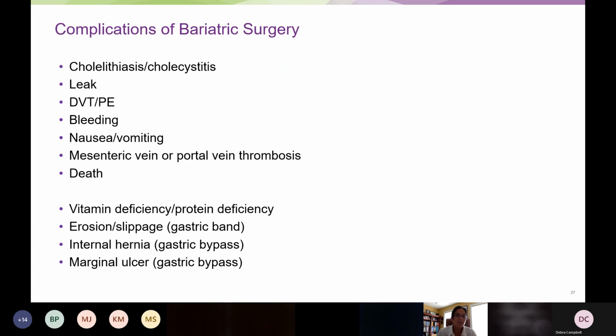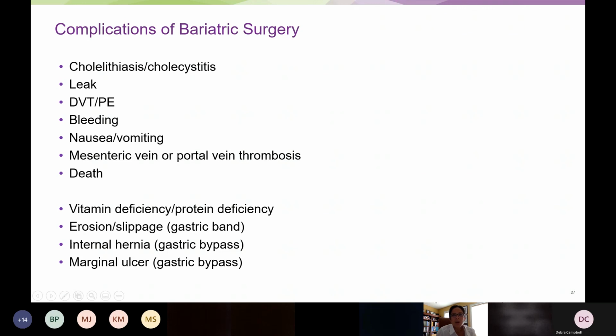Now, as far as complications of weight loss surgery, probably the most common complication that can happen as people lose weight is gallstones, cholelithiasis and cholecystitis. That can occur in about 30% of patients as they lose weight, whether it's medical weight loss or surgical weight loss. Because of this, when we operate on patients, we put them on medications to dissolve gallstones, and they stay on that during the first 6 months after surgery when they're losing weight the fastest.